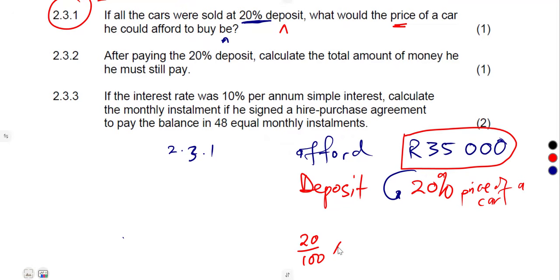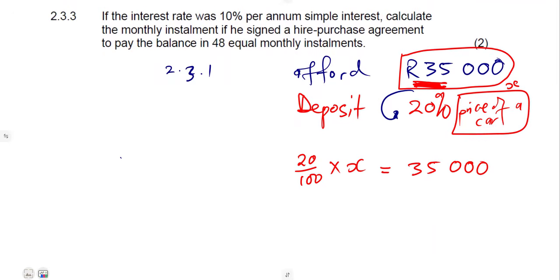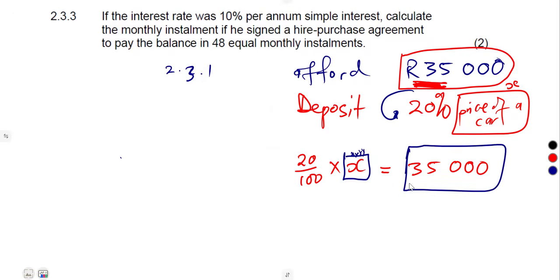20%, 20 over 100 times the price of the car, which we do not know. We can just call it X. This is 20% of the price of the car, to give us the money that he can afford. This is the true money that we are given, 35,000 as a deposit. So what is the value of X? If we calculate 20% of that amount, we must obtain exactly 35,000, what he can afford. It is not supposed to be more than this. So what is our X?